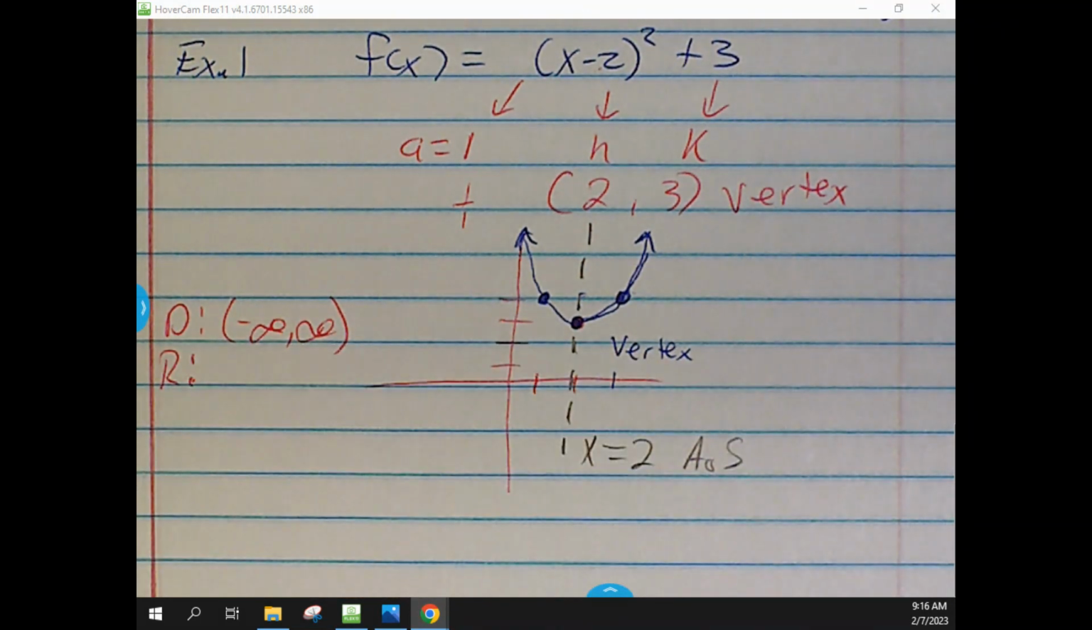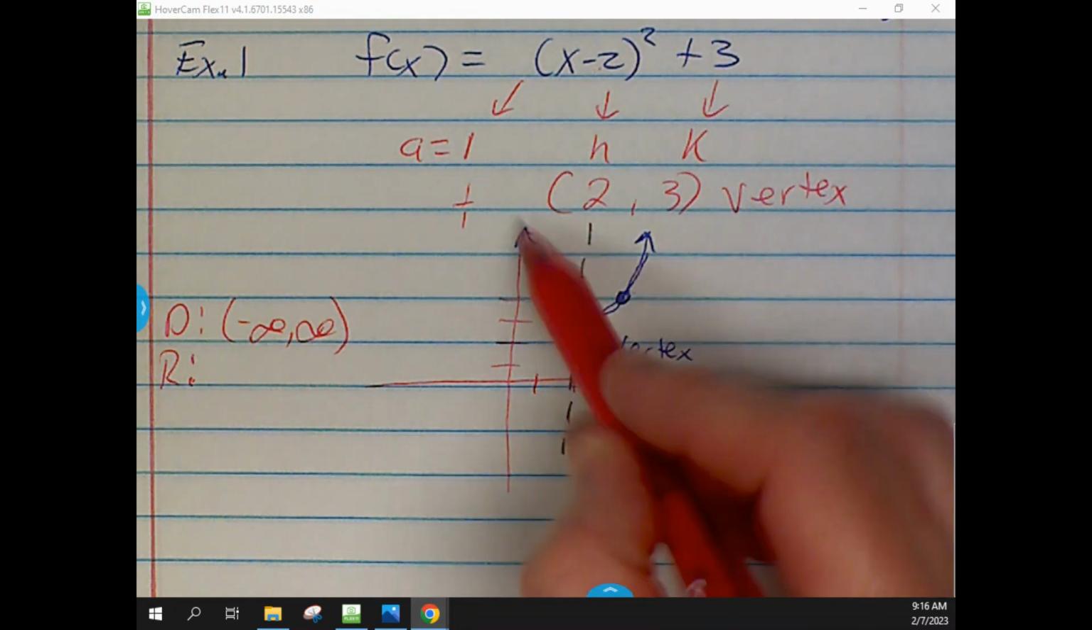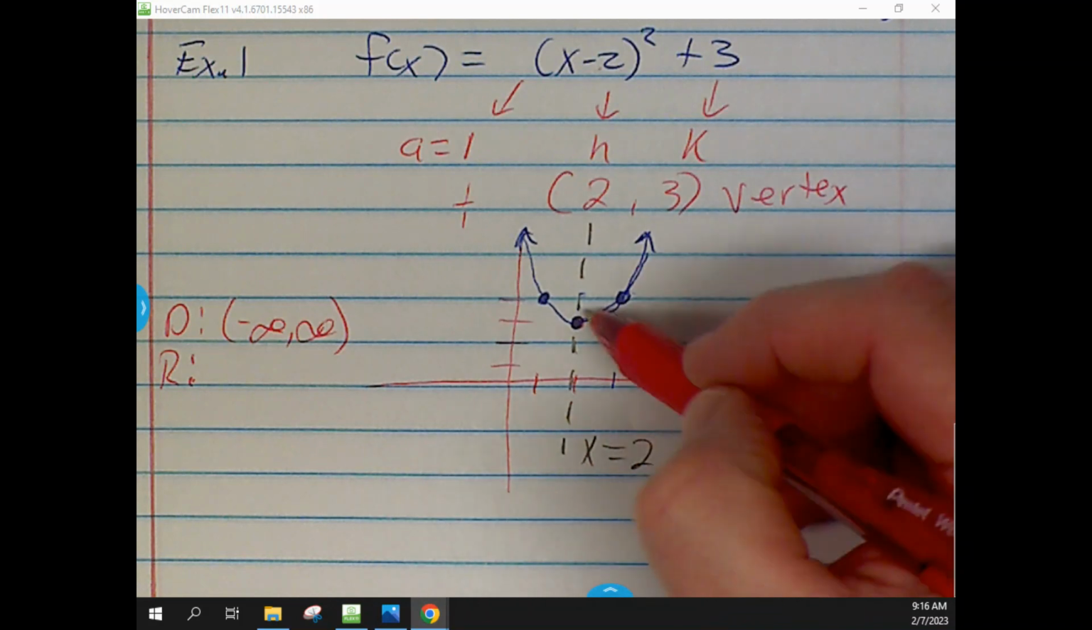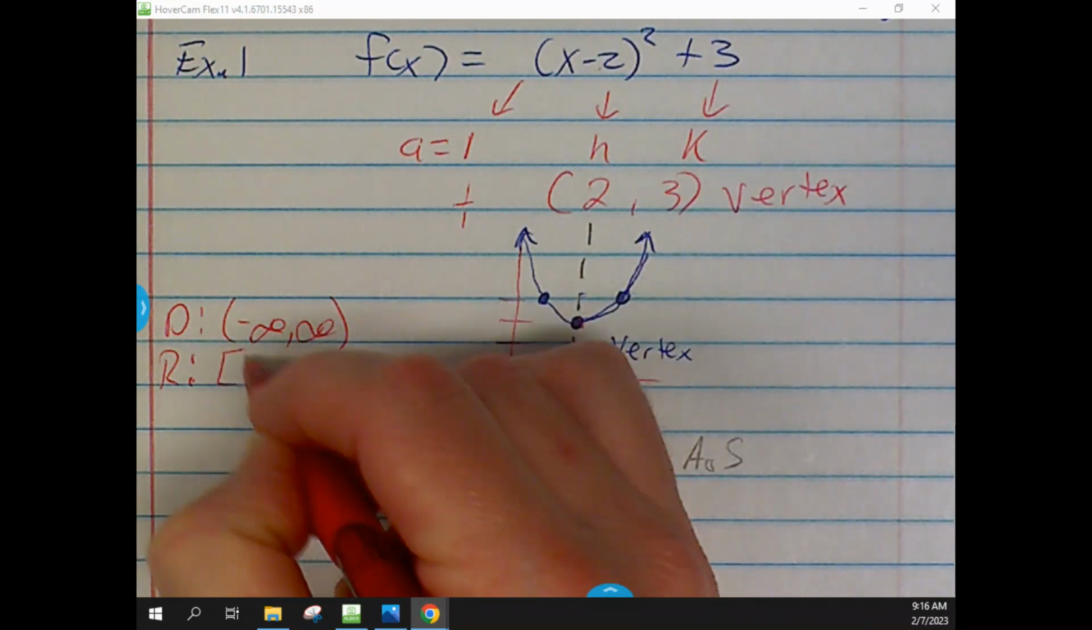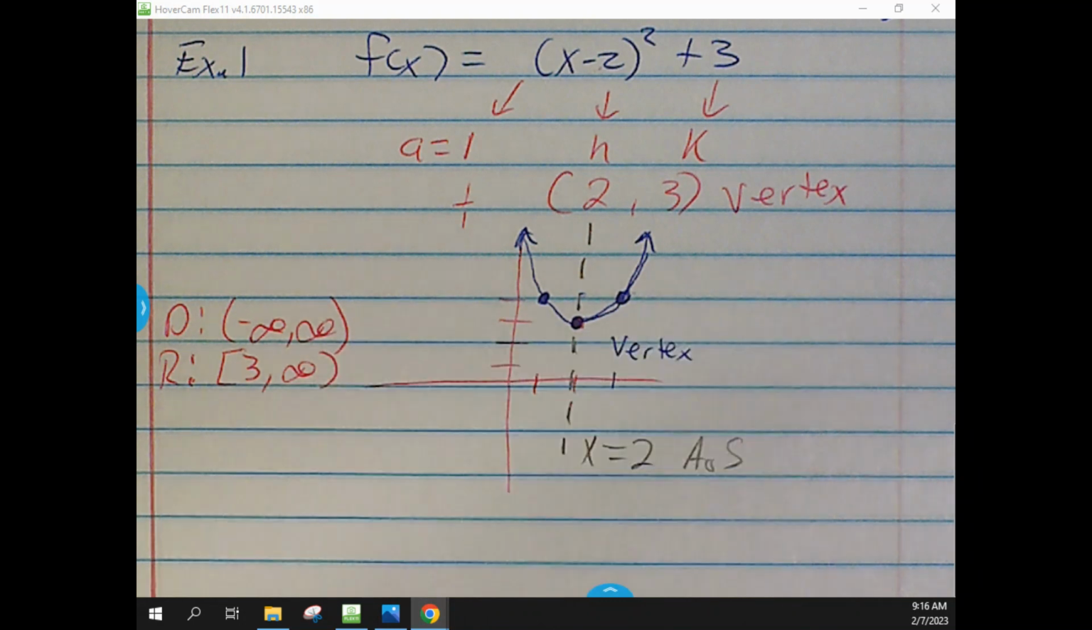All right, the range, again, we said that's going to be your k value. This thing is going up. So this starts at 3 and it goes up. So it's going to go from 3 up to infinity.